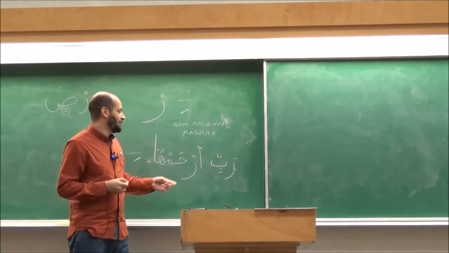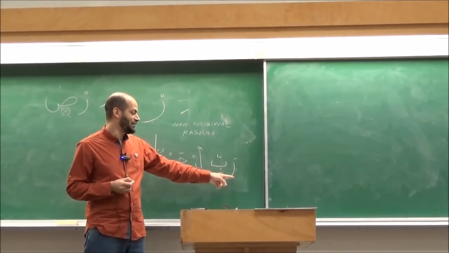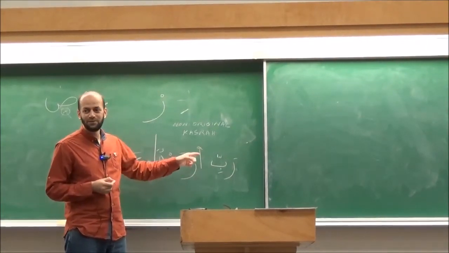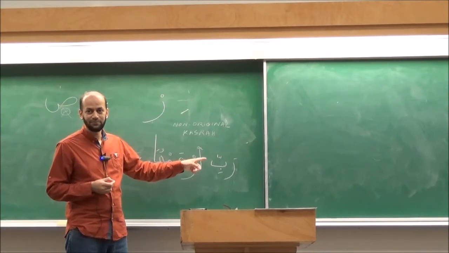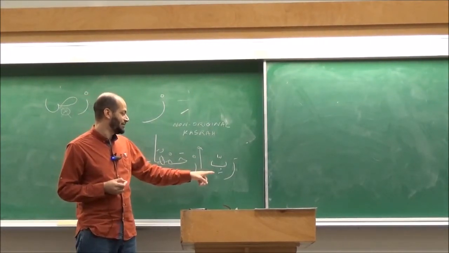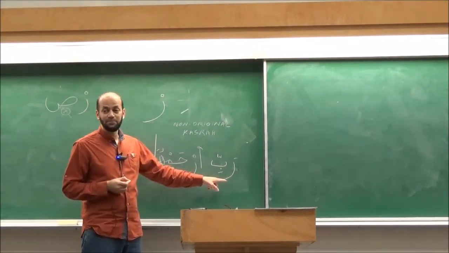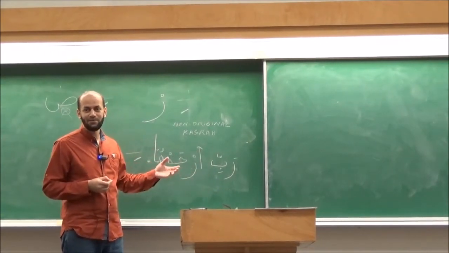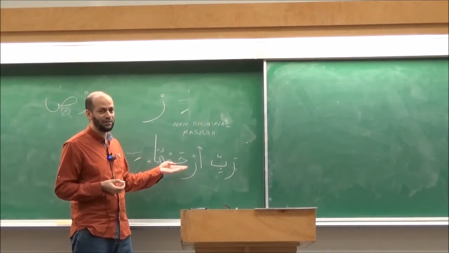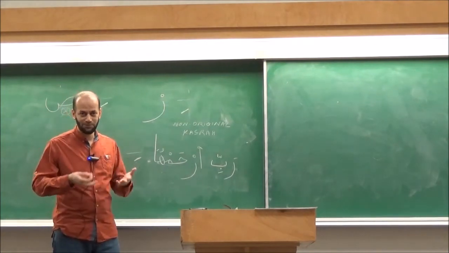And here we said that Hamzat al-Wasl is considered like a non-original kasra. But if I continue reading from the word Rabbi here, then Hamzat al-Wasl will be dropped altogether, because Hamzat al-Wasl is only needed if you are starting from this word. This word has a sukoon, and we don't start with the sukoon, so we use Hamzat al-Wasl to be able to start.